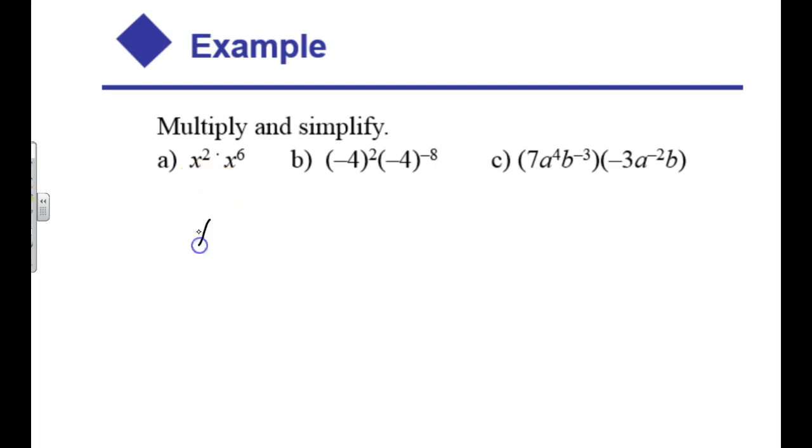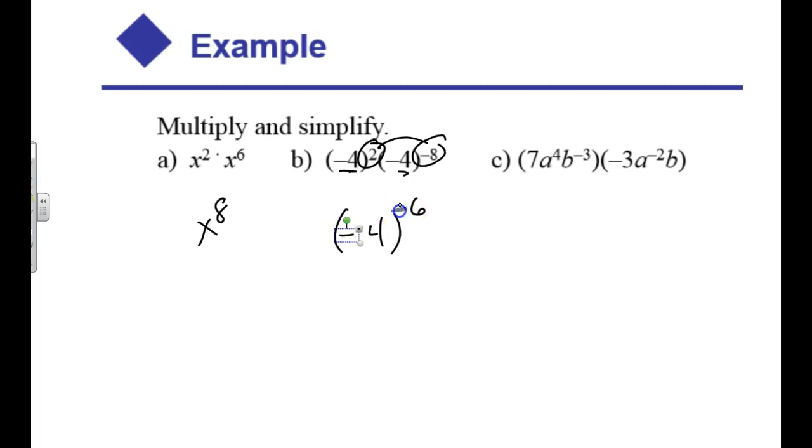This would be rewrite the base and add the exponents. x to the 8th. Here the base is negative 4, so I'll just write the base and then add the exponents. Well, signs are different. I'm going to subtract and keep the sign of the larger.